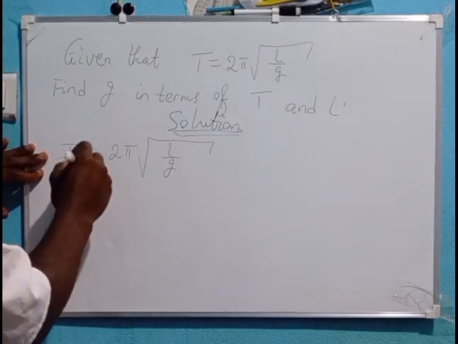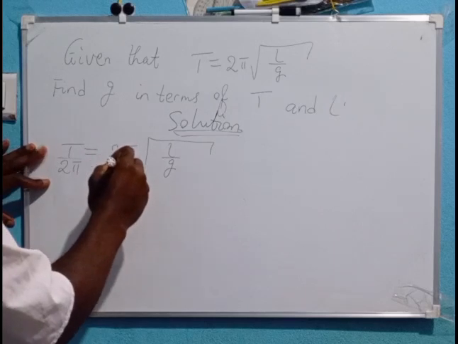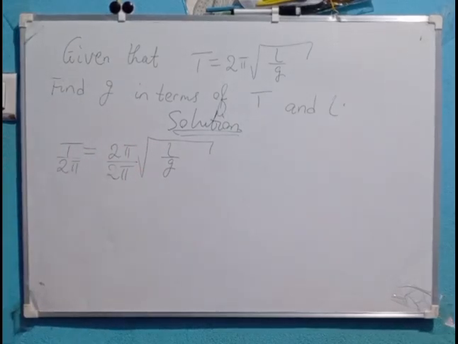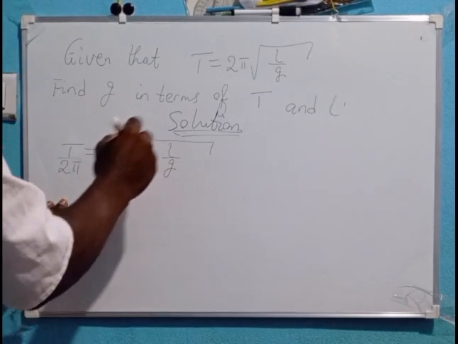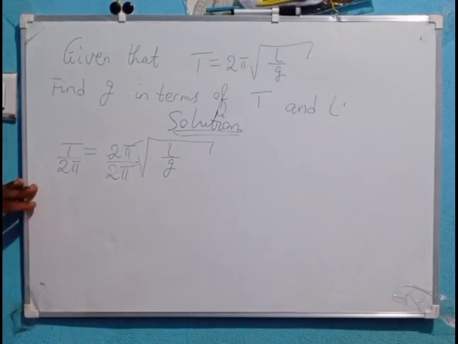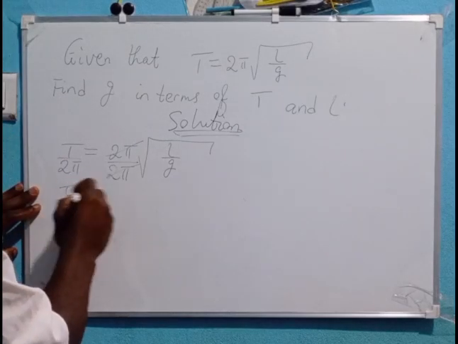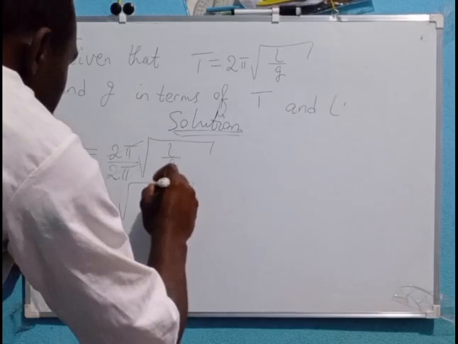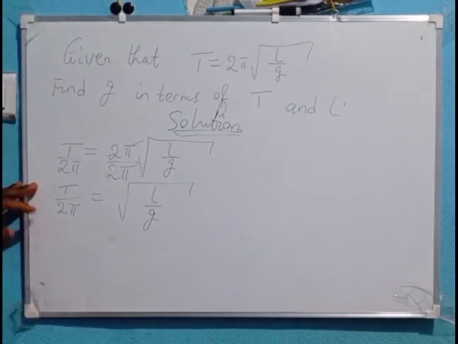T divided by 2 pi will be equal to 2 pi divided by 2 pi times the square root of L over G. At the right hand side, 2 pi will strike off 2 pi. We'll be left with T over 2 pi is equal to the square root of L over G.